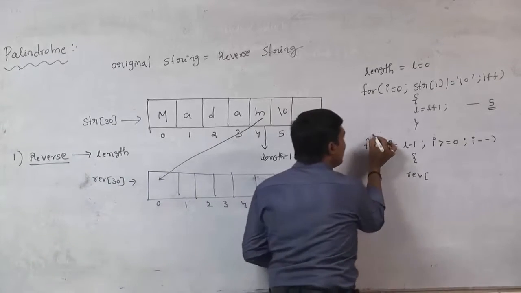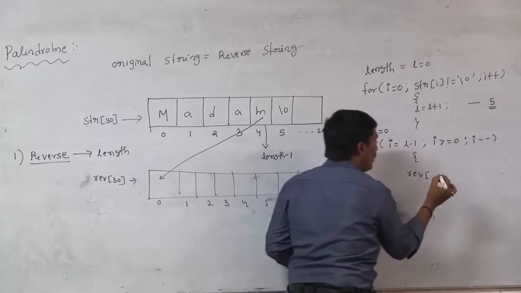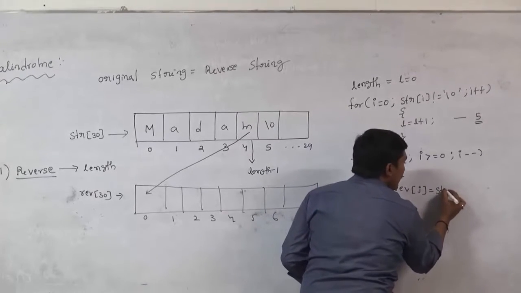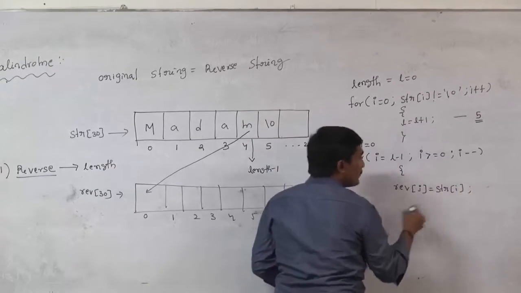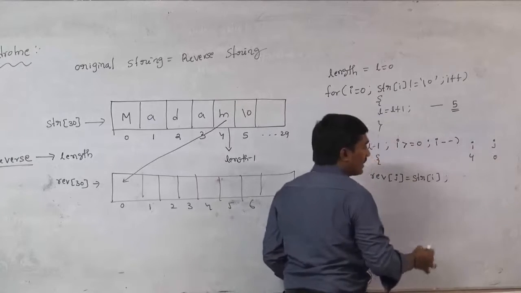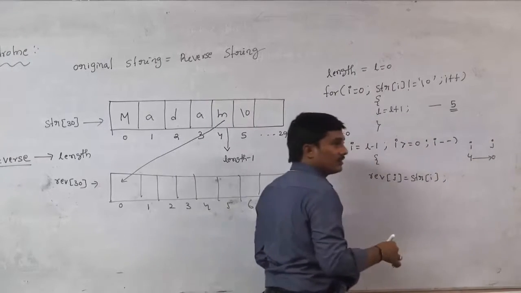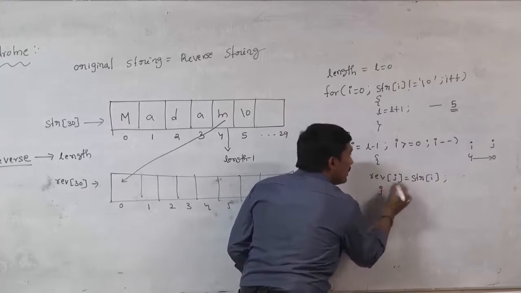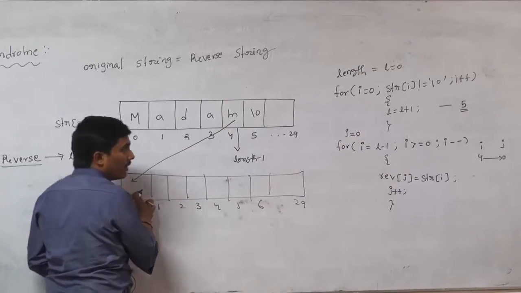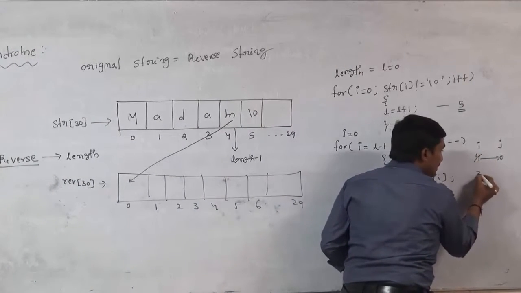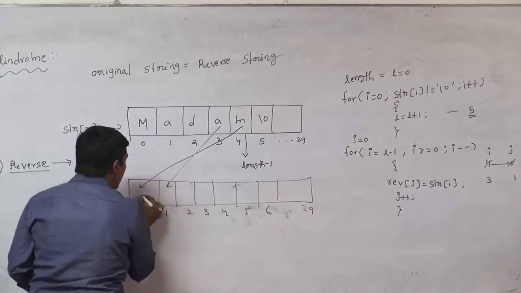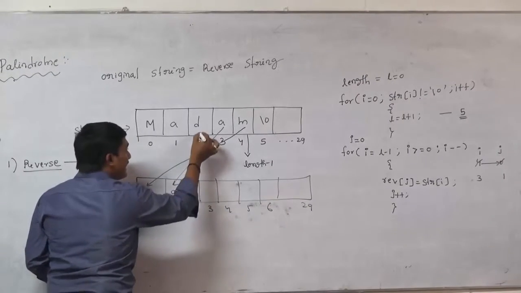So let's take j initially 0. Reverse of j is assigned with str of i. In this process, i starts from 4 and j starts from 0. That means the fourth character is copied to the 0 location. This process will continue. I is decreased, j should be increased. First, fourth to 0. Next, i is decreased to 3, j is increased to 1. Next, 3 to 1. So first m is copied, next a, next 2 to 2.